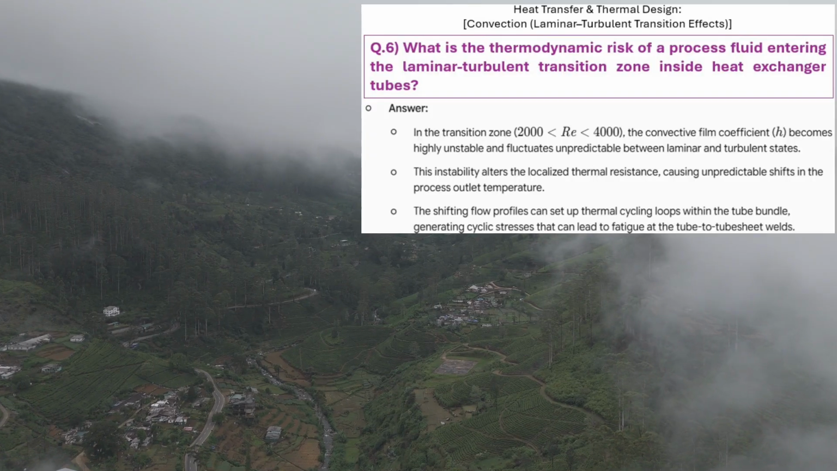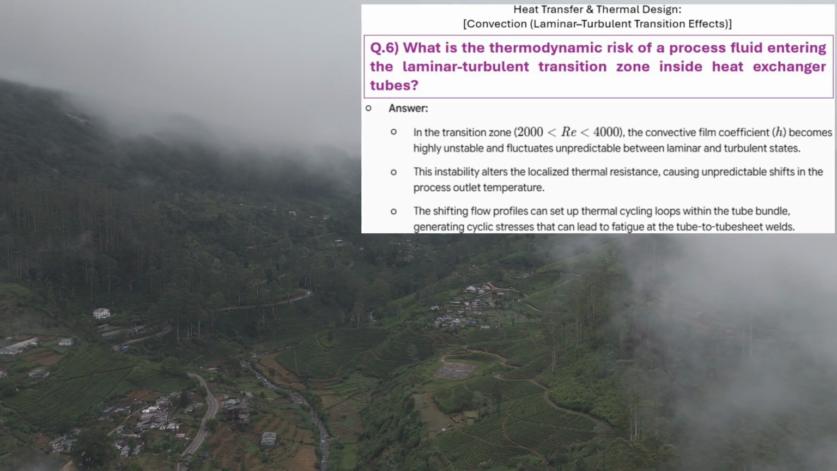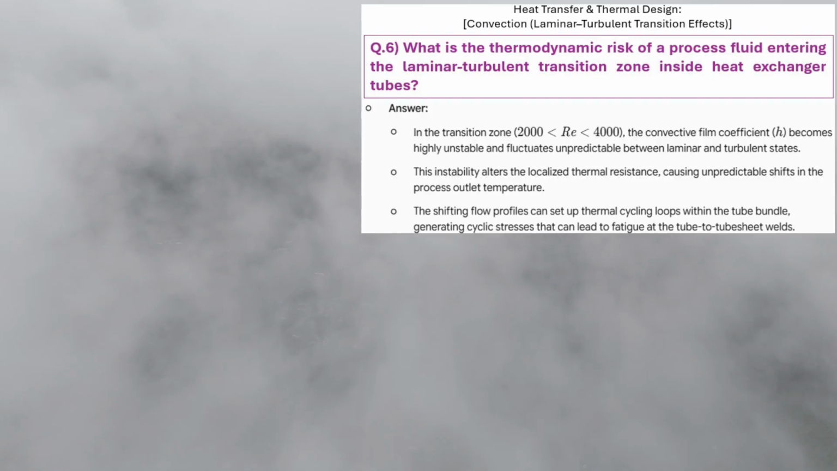Right. The localized convective film coefficient becomes violently unstable, fluctuating unpredictably between suppressed laminar heat transfer rates and elevated turbulent rates, which alters the localized thermal resistance second by second, causing uncontrollable rapid shifts in the process outlet temperature. And what is the mechanical impact on the bundle itself? What happens to the metallurgy?